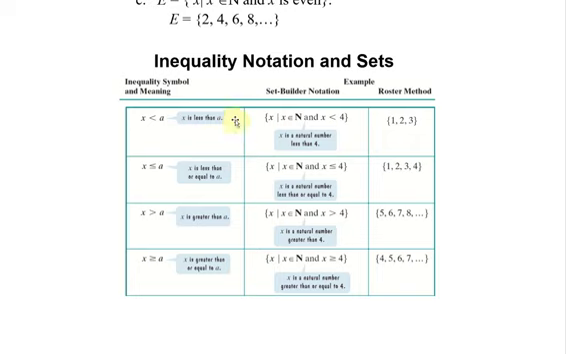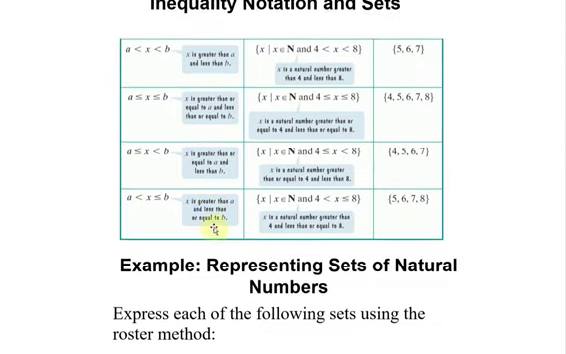This is a less than, and this is a less than or equal to. So you can include the endpoint and so on. The same thing here.